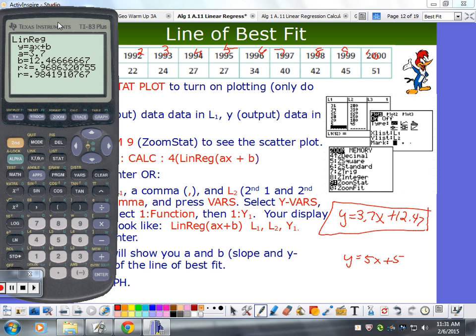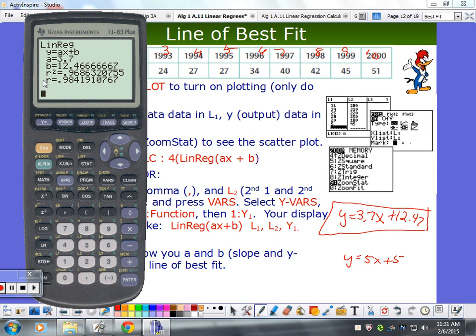Now look at my correlation coefficient. Is it a strong correlation? Yes, it is. How did you get the correlation to show again? You go to catalog, which is second 0, find command diagnostic on, press enter, and then press enter again till you see that it's done.